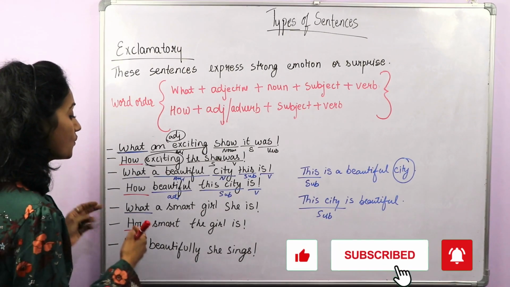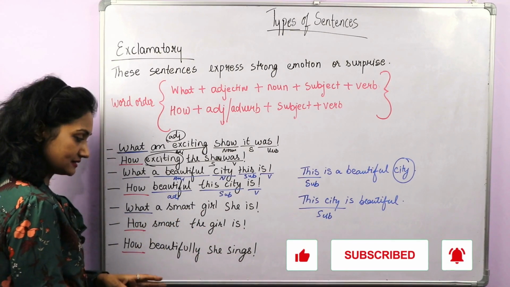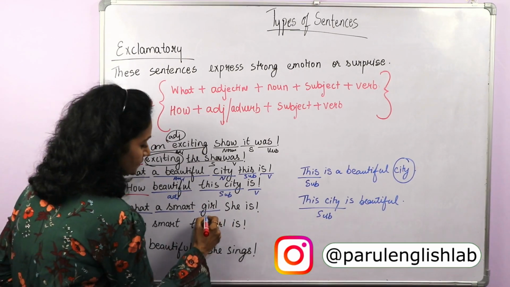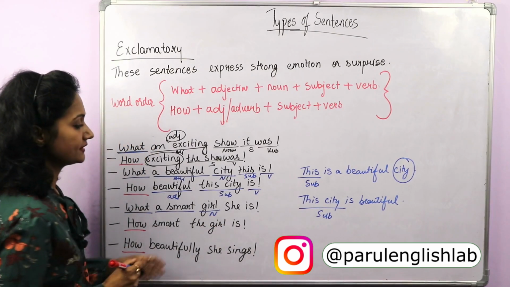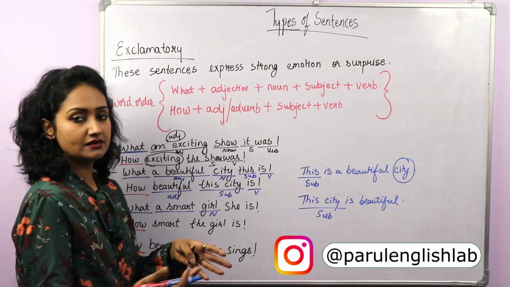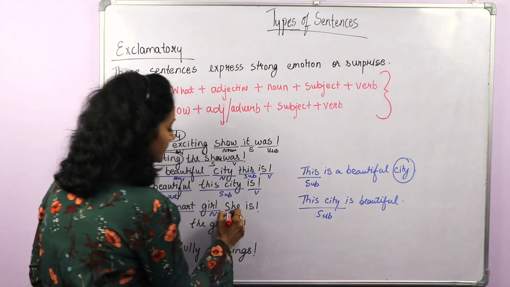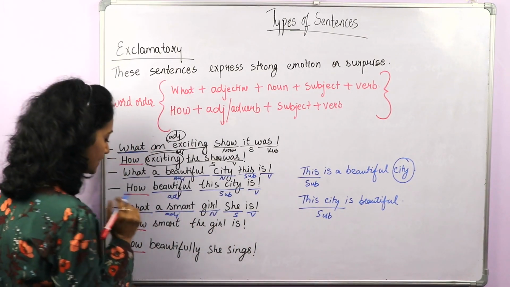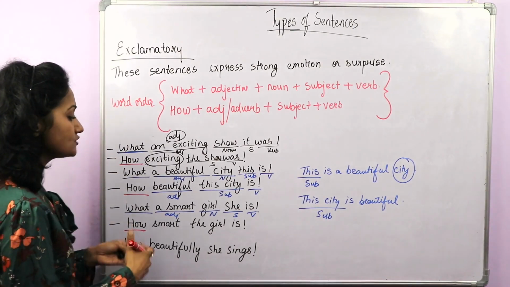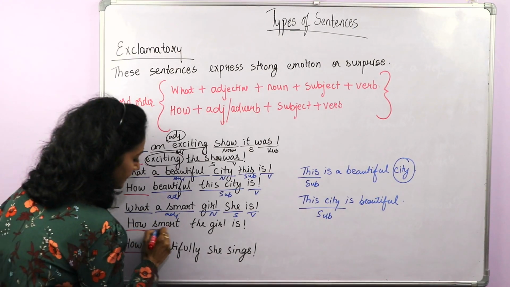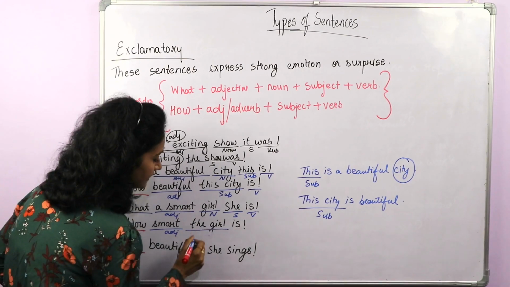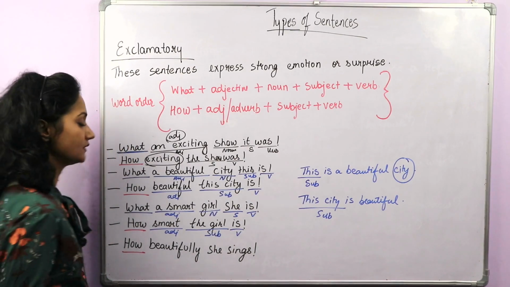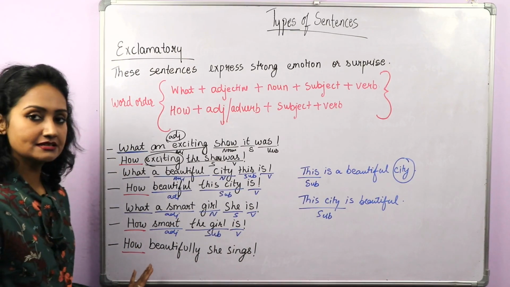Now next is what a smart girl she is. Again, girl is the noun. Okay, and then she is, so she is a smart girl, she is the subject, and verb and adjective and what. Now next is how smart the girl is. Again, adjective. The girl is the subject and then verb.